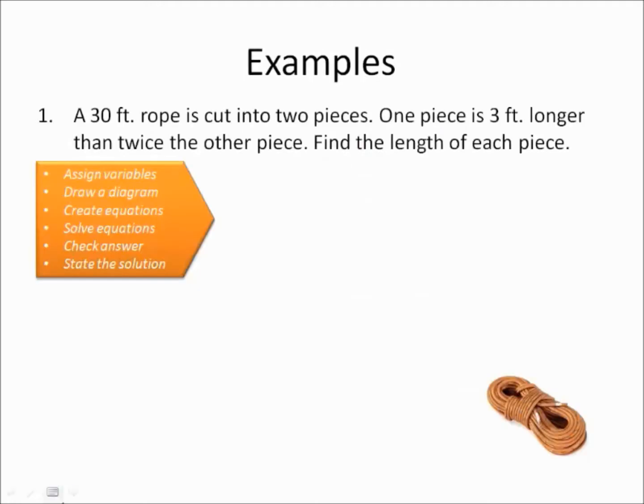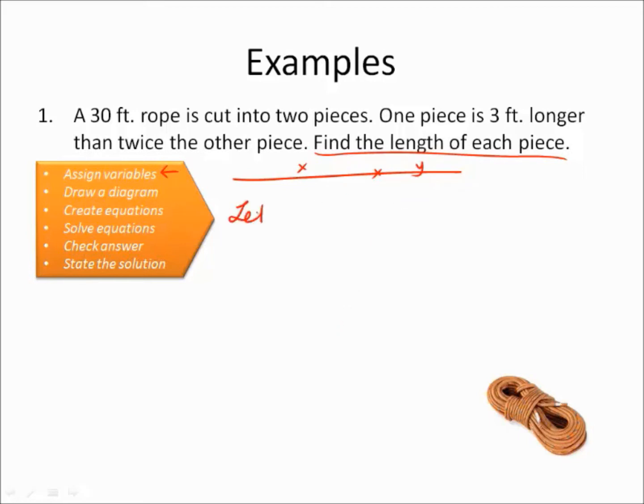The first problem tells us that there's a 30-foot rope. It's cut into two pieces. One piece is 3 feet longer than twice the other piece. They want us to find the length of each piece. Now, notice it hasn't been cut exactly in half, so we don't know the lengths of the two pieces. Since we don't know the lengths of the two pieces, we can call those x and y.